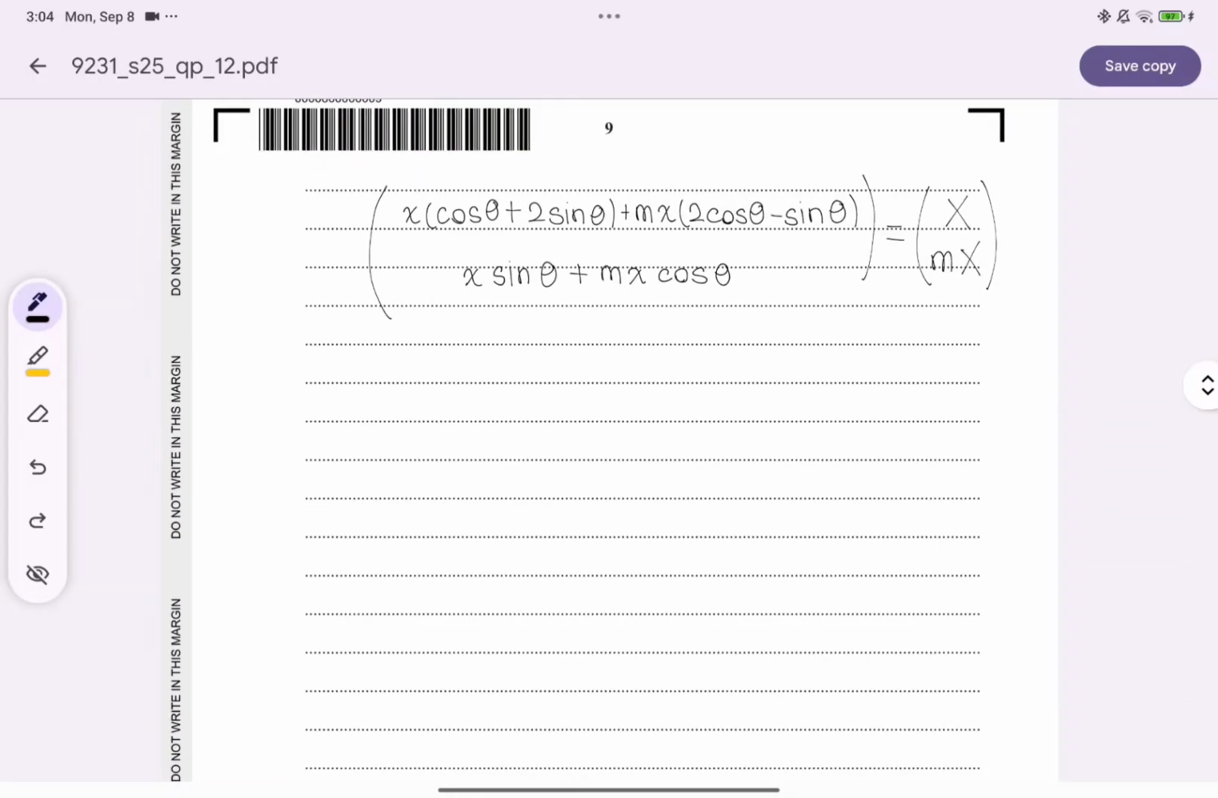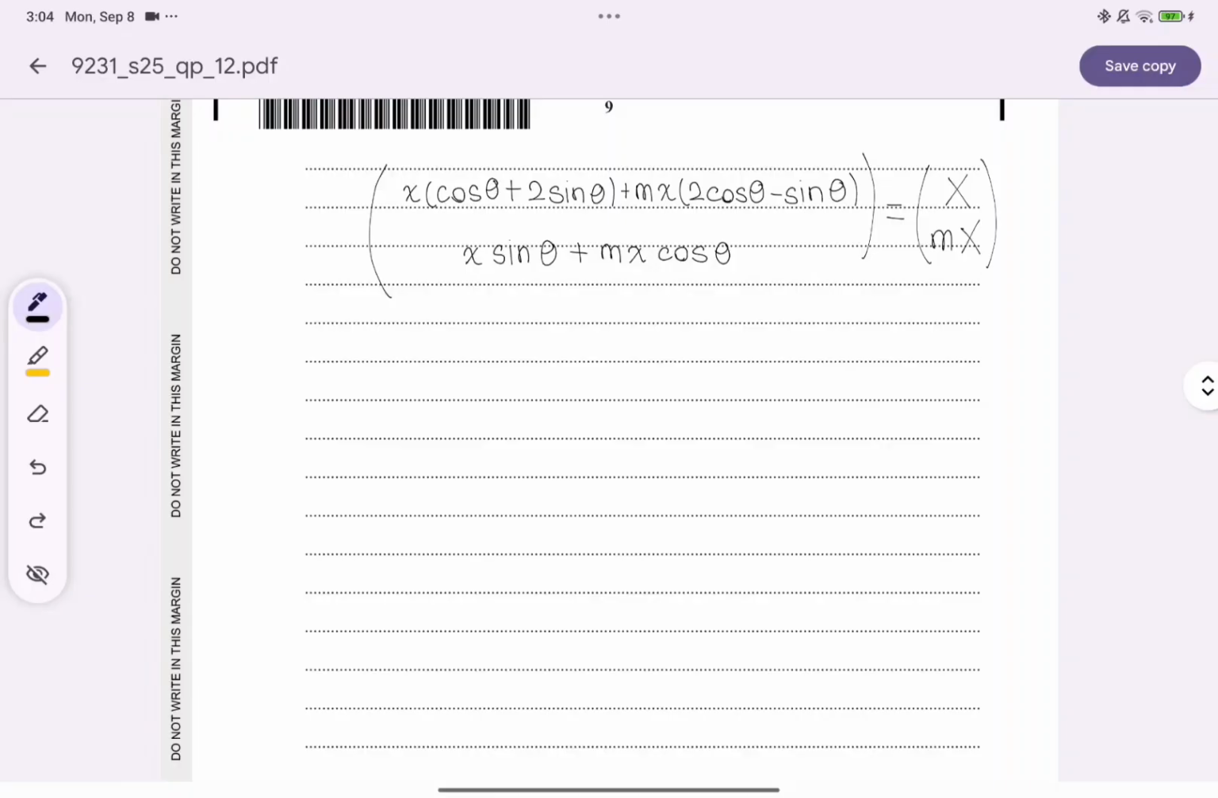Now we're going to convert this into a fraction, so just put a fraction sign over the two columns. Yeah, so this is what I mean. You'll see it in a short while.